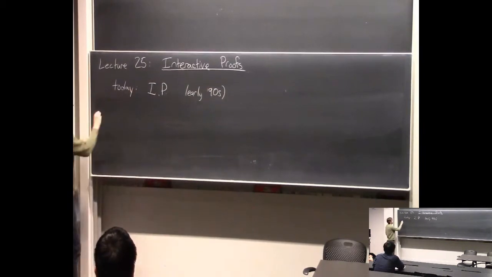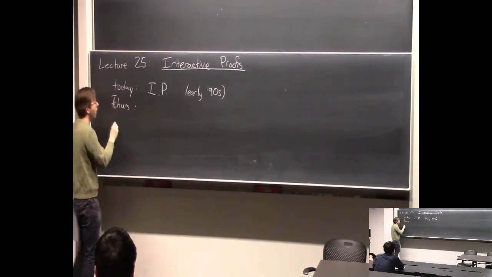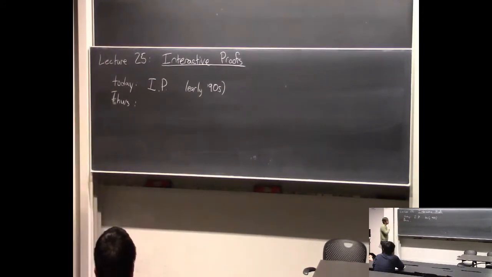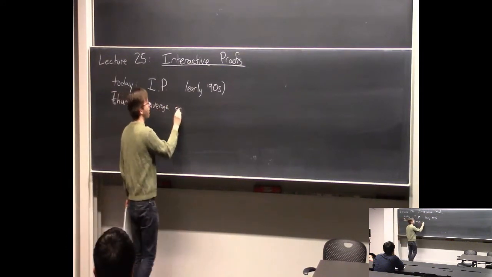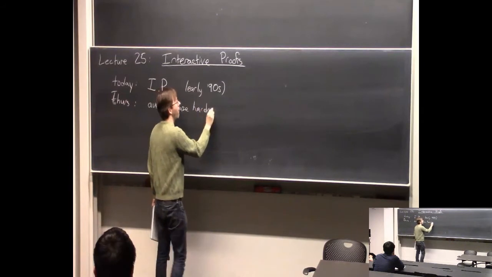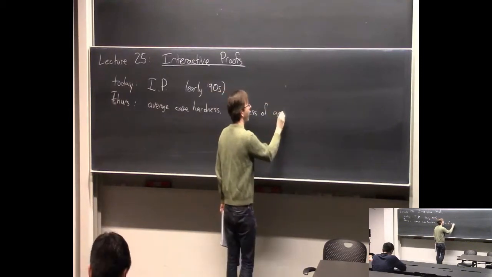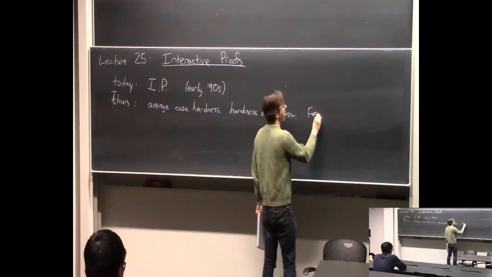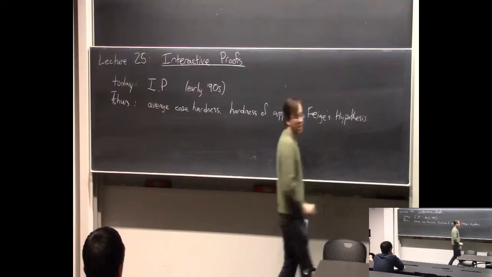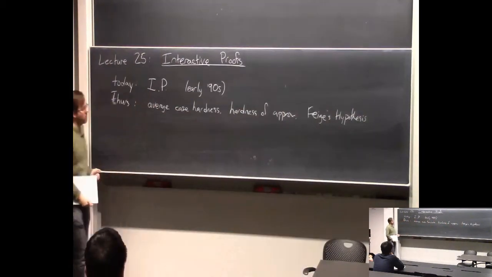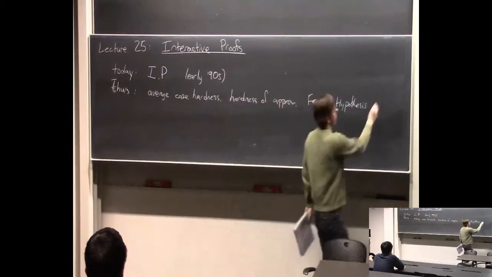Then on Thursday, we're going to talk about some aspects of going beyond worst case analysis of problems. We'll talk about average case hardness a little bit, and hardness of approximation, and about something called Feige's hypothesis, which, like the exponential time hypothesis, is a hypothesis that's stronger than P does not equal NP. But if you assume it, then you can prove some interesting things. This stuff is from the early 2000s, I guess. So maybe you were alive then.